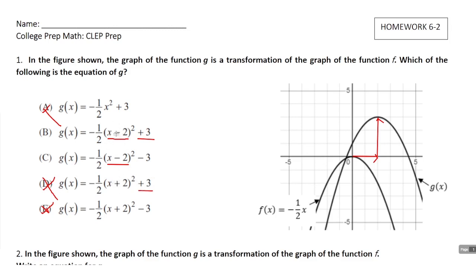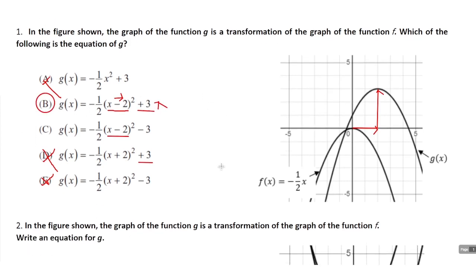Remember that the horizontal shift is kind of backwards from what you might expect. If it says x minus on the inside of the parentheses here, that shifts it to the right 2 units. And if it says x plus, it's going to shift it to the left. So that's kind of counterintuitive, I think, so be careful about that. The vertical shift, I think, is intuitive. If it says plus 3, it goes up 3. So our answer for number 1 is going to be B.